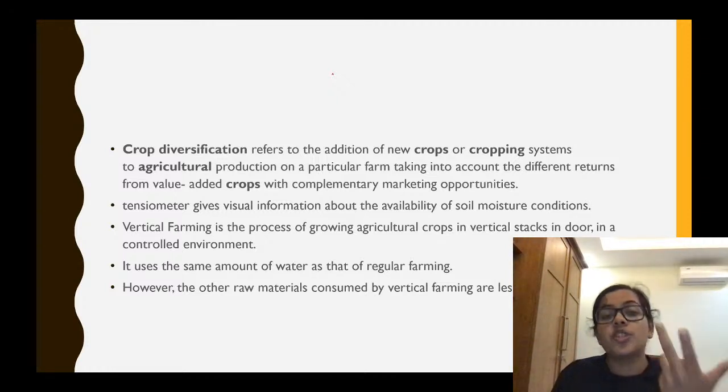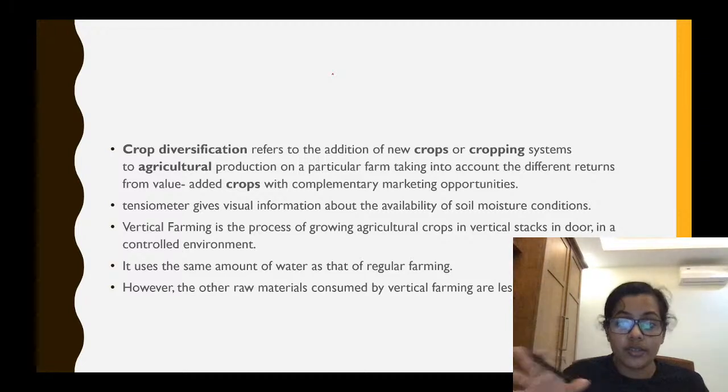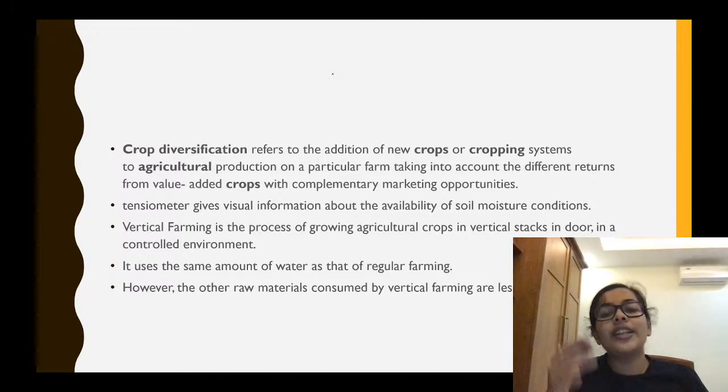It is a cost-efficient method and you get more crop. Tensiometer is also used in irrigation, to check the availability of soil moisture condition and to guide the irrigation method. Next, vertical farming.